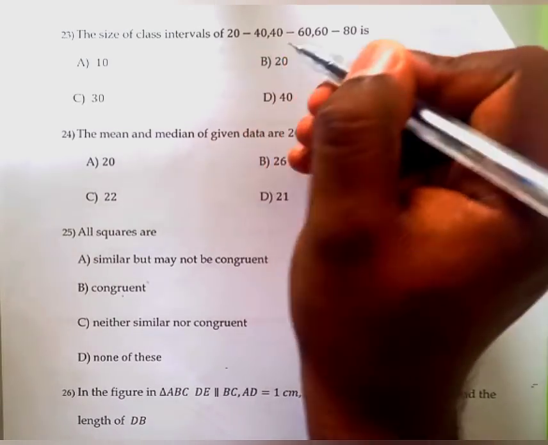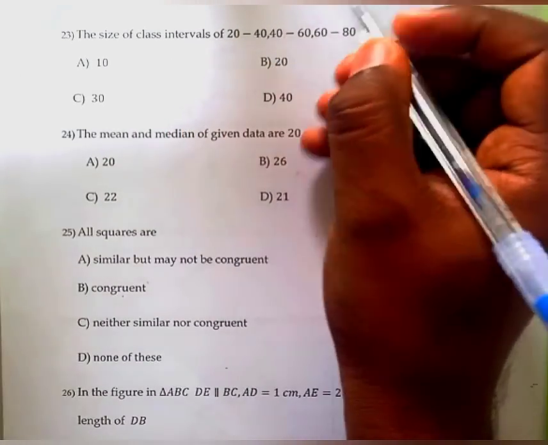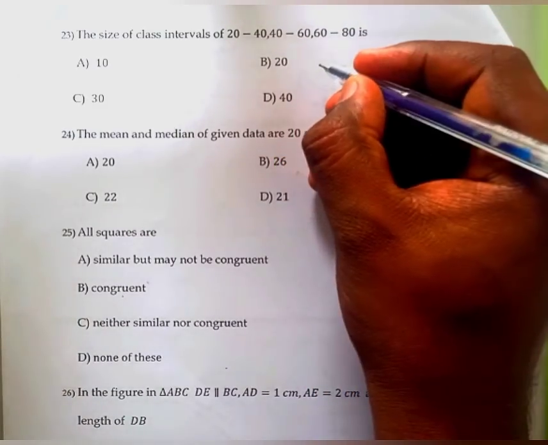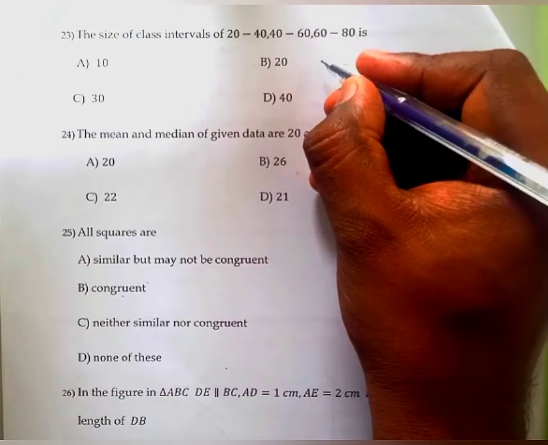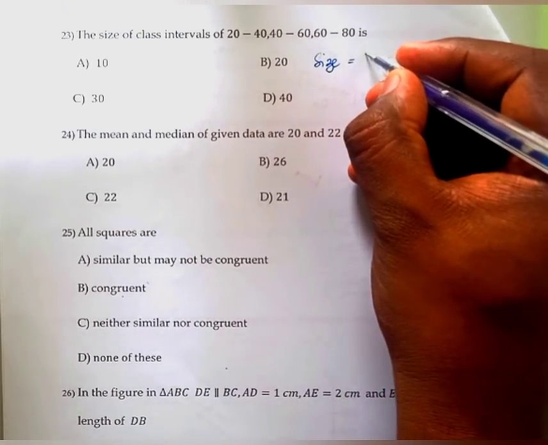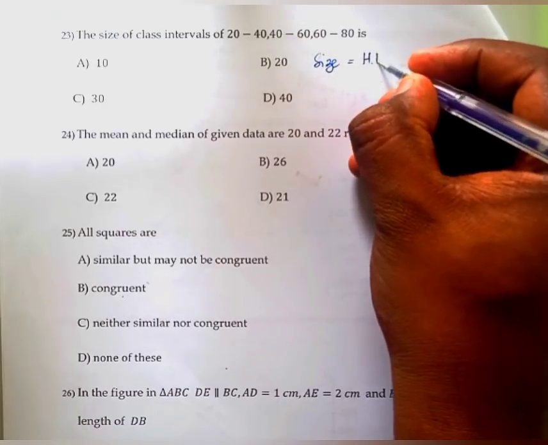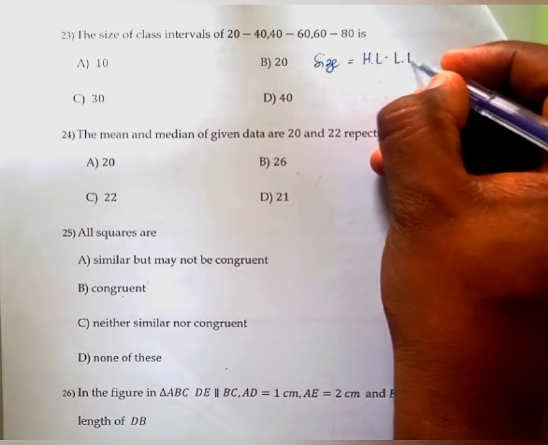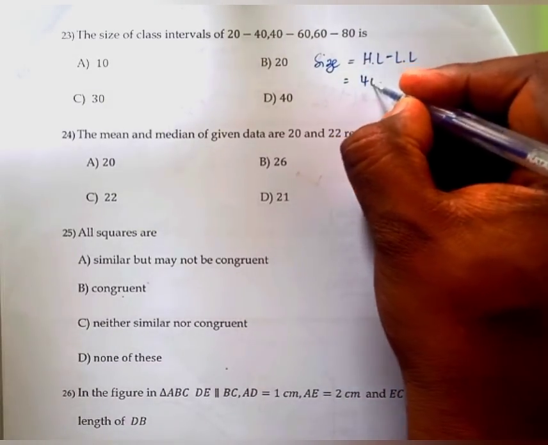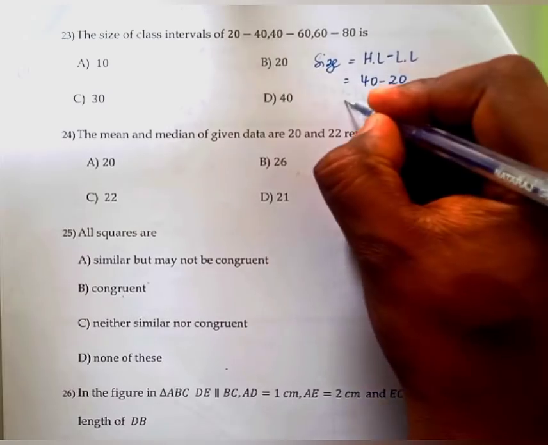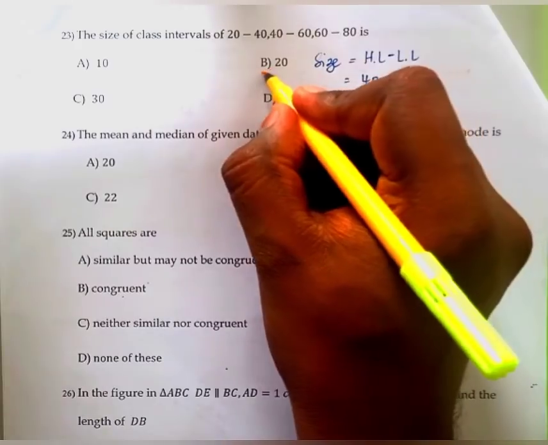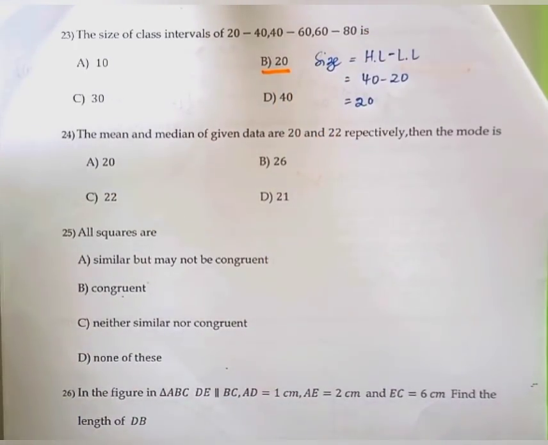Question number 23. The size of the class intervals 20 to 40, 40 to 60, 60 to 80 is. What is class size? Size of the class interval is the upper limit minus lower limit. That is 40 minus 20 is 20, or 60 minus 40 is 20. Therefore, the class size is 20. Therefore, the correct answer is option B, 20.